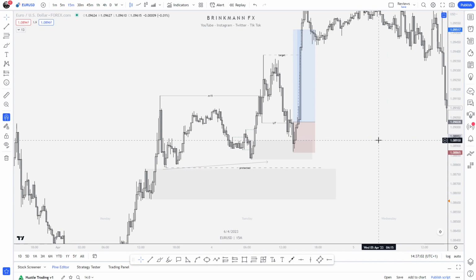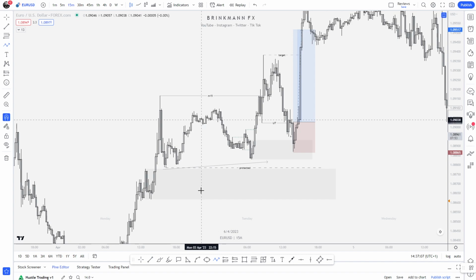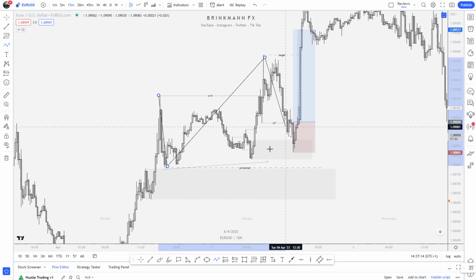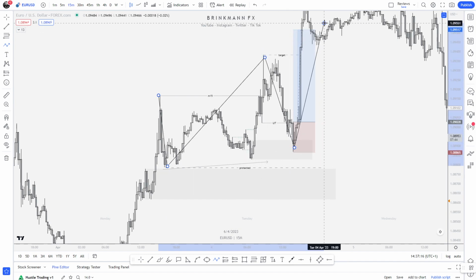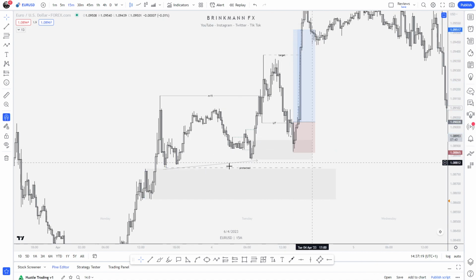This is super, super clean, and the reason why I took it is because this was a textbook entry in regards to the position, right? So as we can see, we have this higher high, higher low, higher high. The expectation of this swing structure is a new higher low before bullish continuation. That is the expectation of bullish market structure, okay?